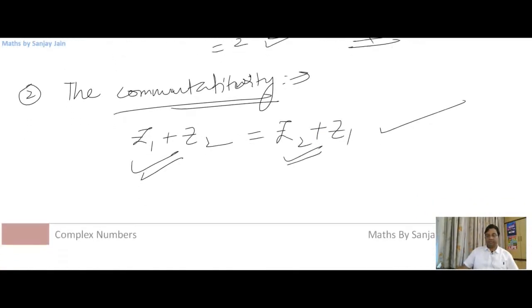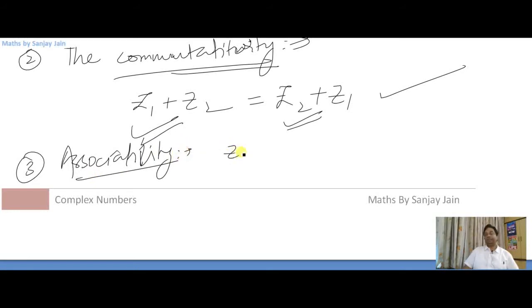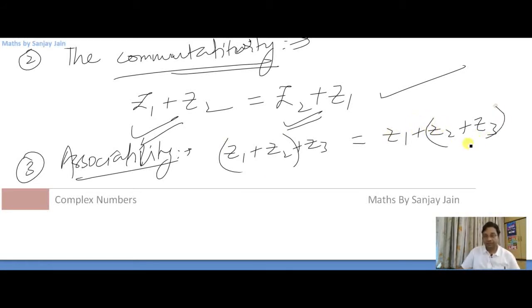So what can I say about associativity? If I write (z1 + z2) + z3 equals z1 + (z2 + z3), like this or like this, they are equal. So the addition of complex numbers is associative in nature.